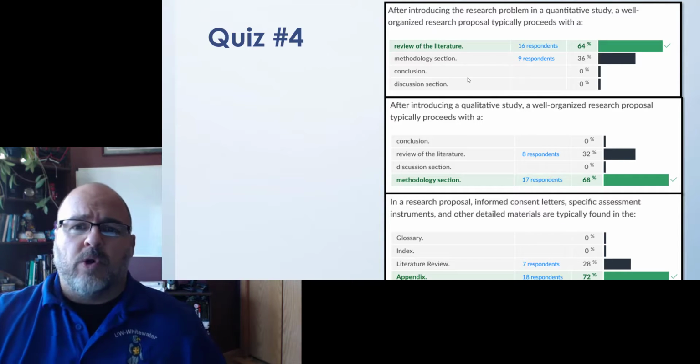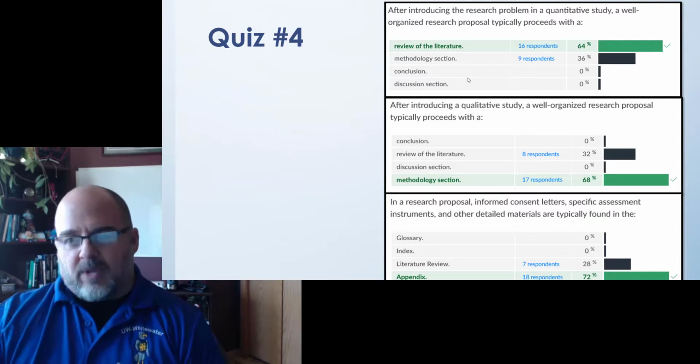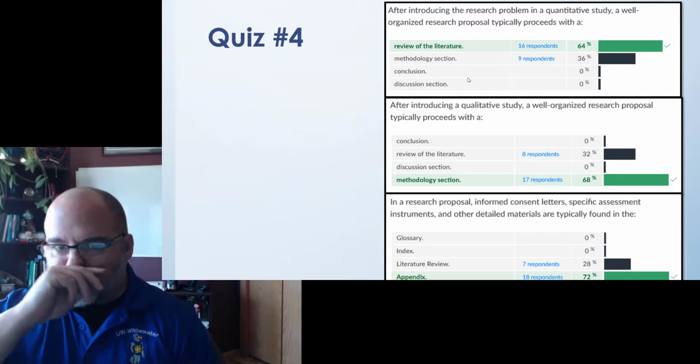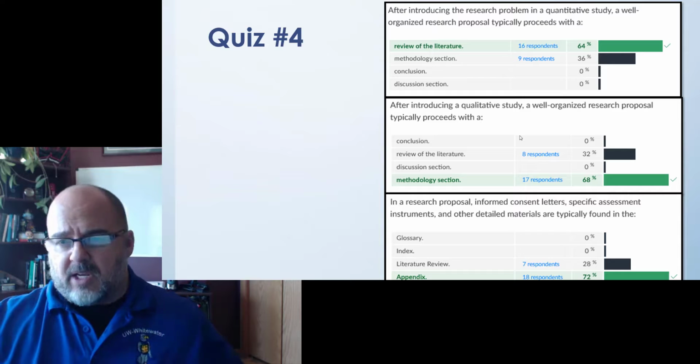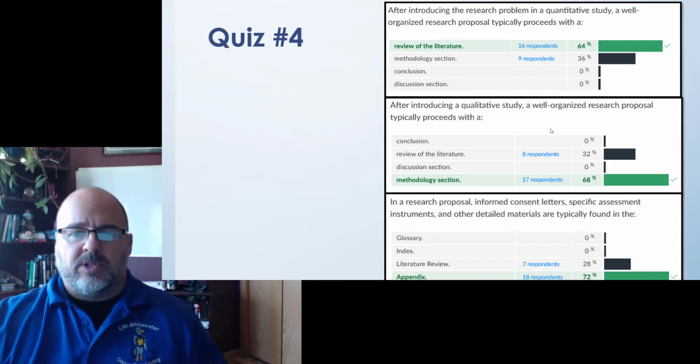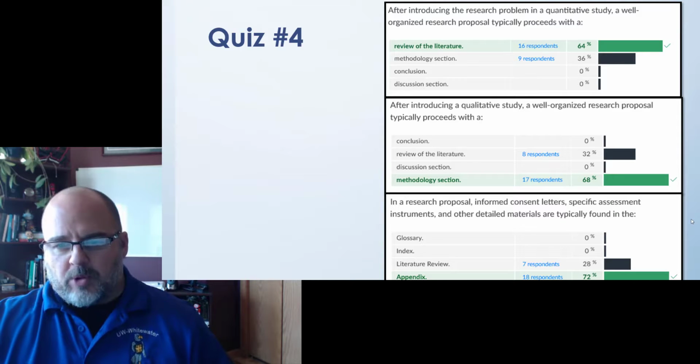The first one had to do with, after introducing the research problem in a quantitative study, a well-organized research proposal typically proceeds with a literature review. The next one had to do with, after introducing a qualitative study, a well-organized research proposal typically proceeds with a method section.